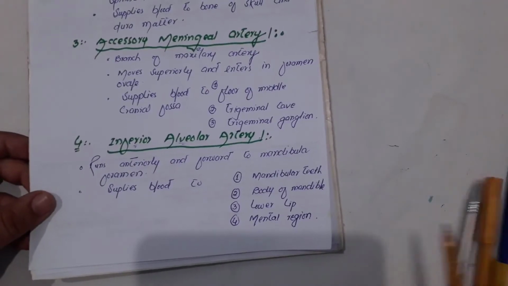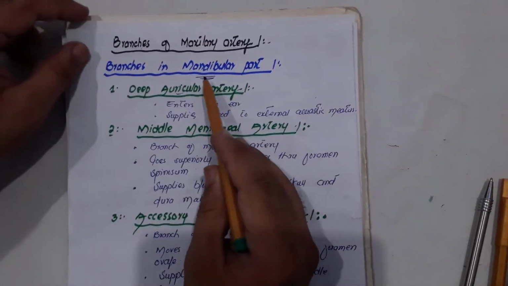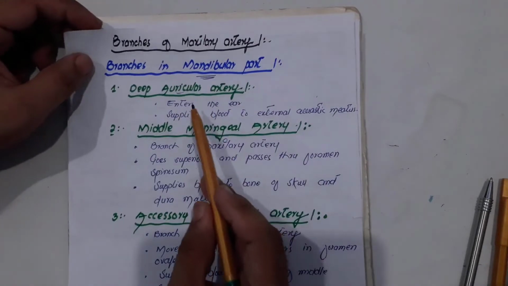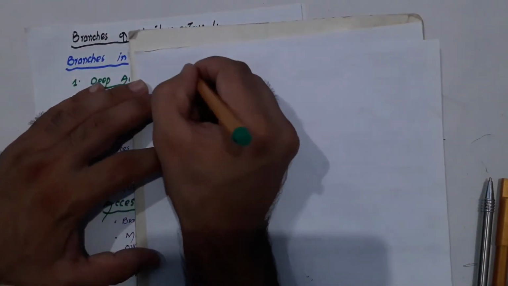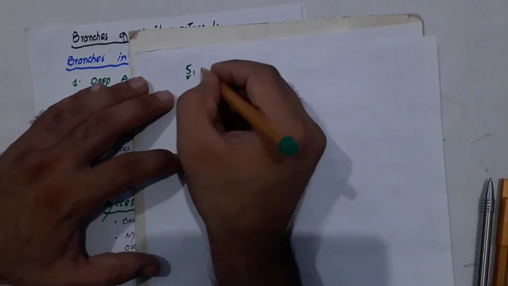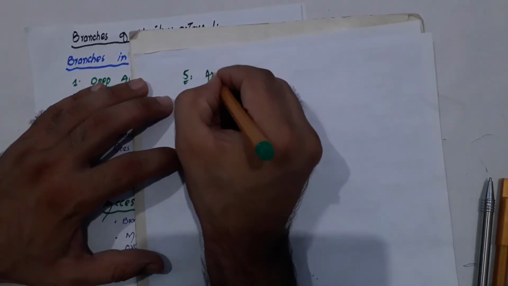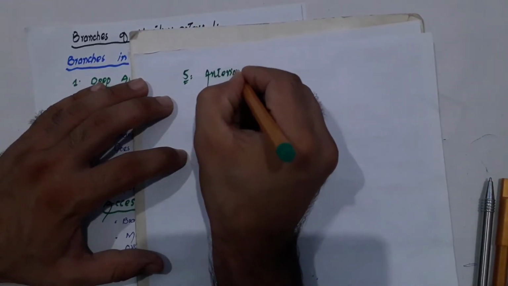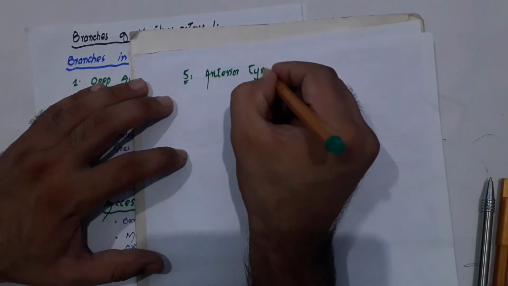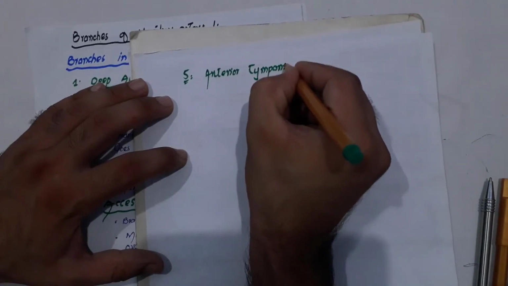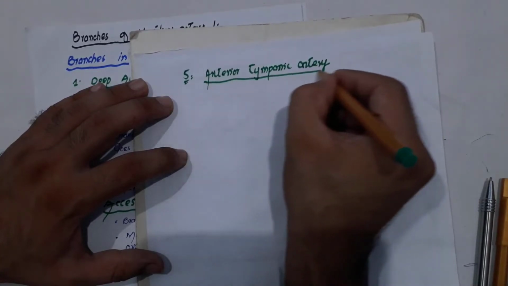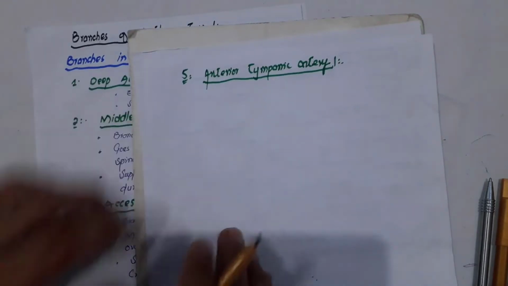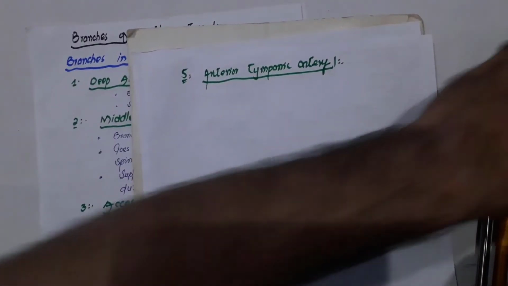Then there is a fifth branch which arises in this mandibular part of the maxillary artery, and that fifth branch is called the anterior tympanic artery, right? This is the fifth branch which arises from this mandibular part of the maxillary artery.